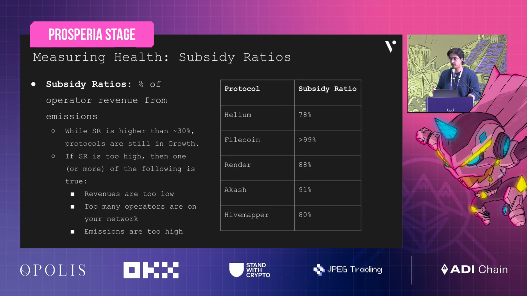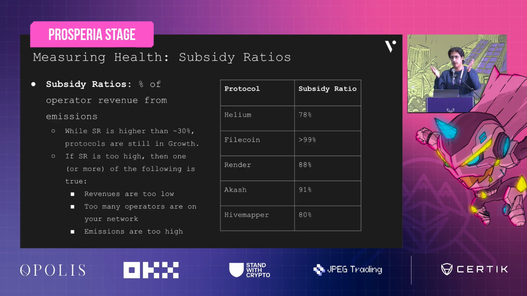One way to think about this is subsidy ratios, for example, which is the percent of the operator revenue that comes from emissions. A lot of the DePIN protocols right now have standard set constant emissions. They're constantly inflating, similar to L1s. And that ends up being a huge part of how operators are being paid. I think that's obviously not a sustainable way to sustain infrastructure at all. You need to have revenues coming into this.